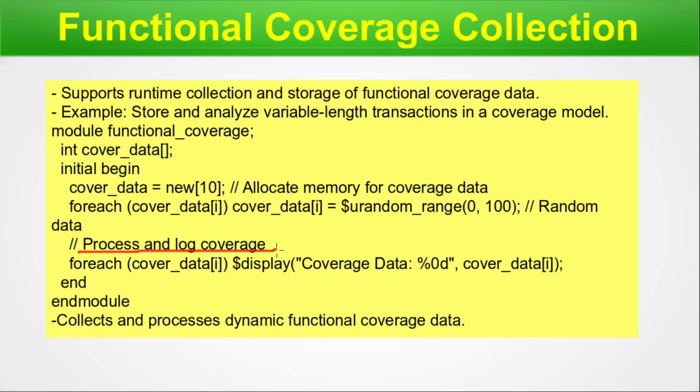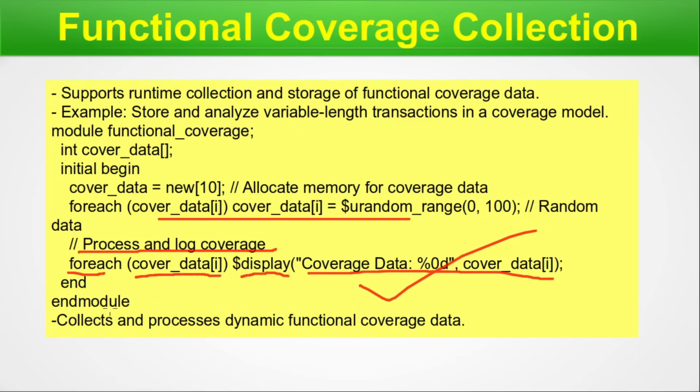And now process and log coverage. We write the foreach loop, iterating over the entire set of data, and we use printf style commands here. So the entire data which we have constructed gets printed here. We end the foreach. I think the foreach is one line, so this end is for the initial, and we end the module with endmodule. Thus, it collects and processes dynamic functional coverage data.